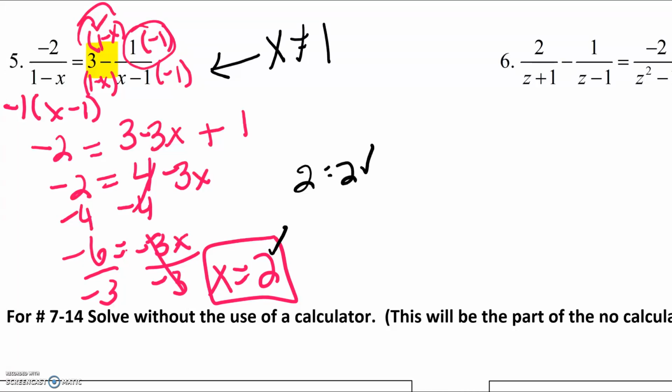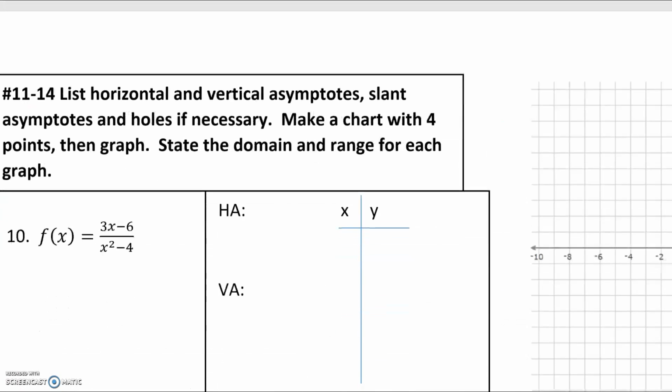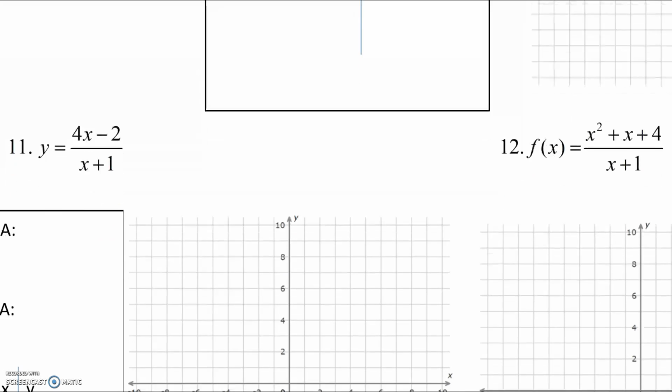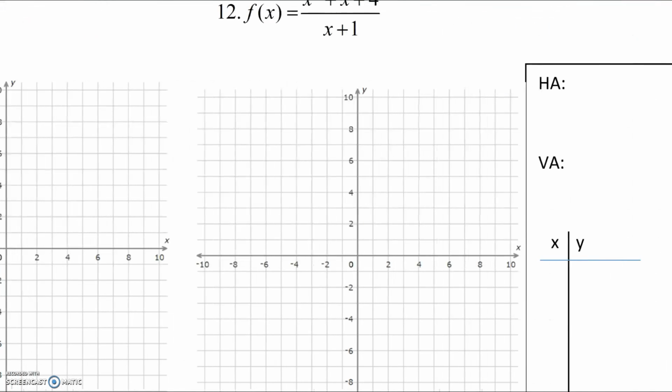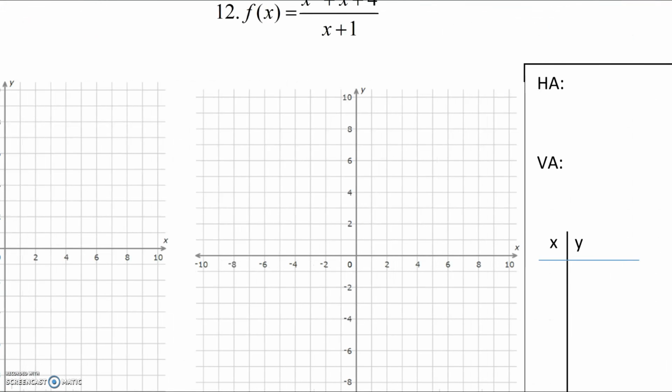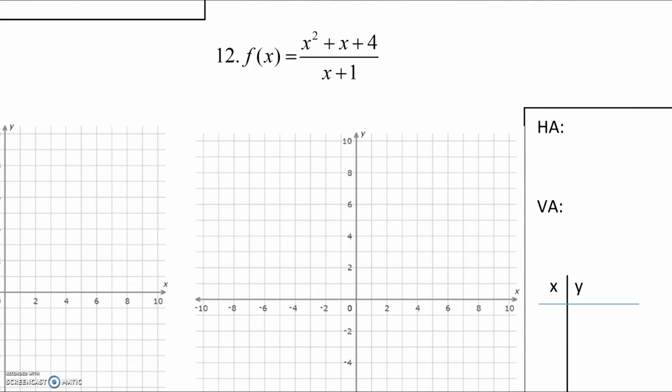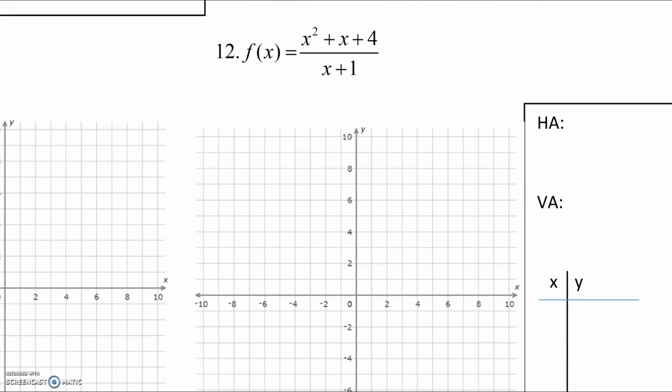Okay, the last one that I'm going to do is actually on the back of your worksheet. I'm going to do one of the graph problems, and I did notice that the one that got chosen was the slant asymptote. So let's get on over to that one, number 12. Okay, let's see if I can move the screen. Okay, so I'm going to do number 12 now.